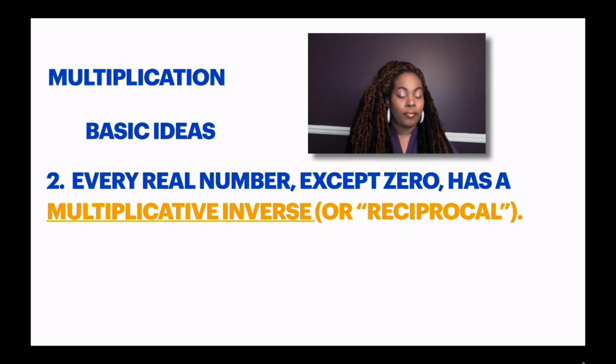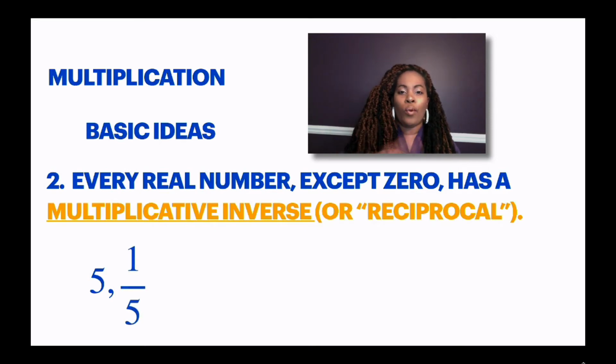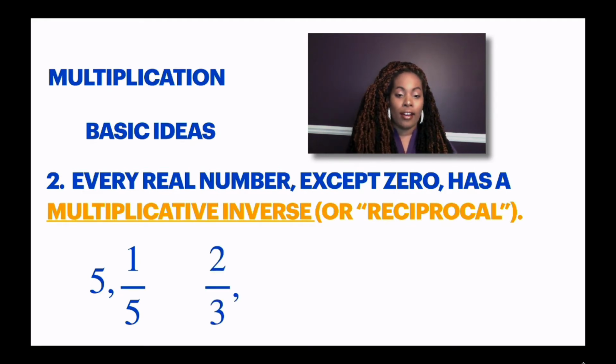Number 2. Every real number except 0 has a multiplicative inverse or reciprocal. Again, every real number except 0 has a multiplicative inverse or reciprocal. Now this is what I mean. For example, if you want to take the number 5, you all know that 5, if you had to write it as a fraction, 5 as a fraction is 5 over 1, right? But to make it a reciprocal, all you have to do is just flip it. So if you have 5 over 1 and you flipped it, you get 1/5. You get that?